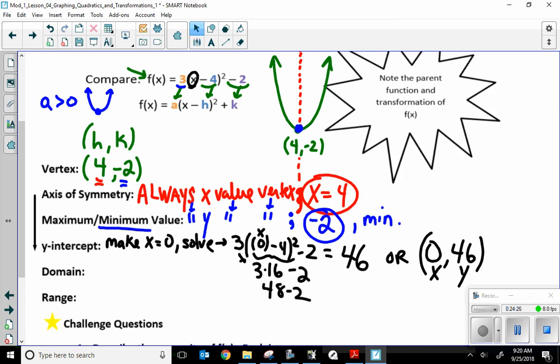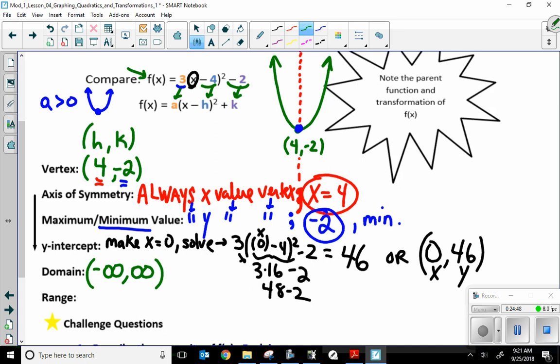Anytime we have a parabola that opens up or opens down, unless they put points at the end of it for some odd reason, your domain will always be from -infinity to +infinity. All right? It will go left and right forever. It will continue to open up and go wider and wider and wider forever.